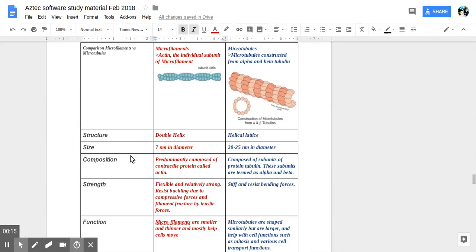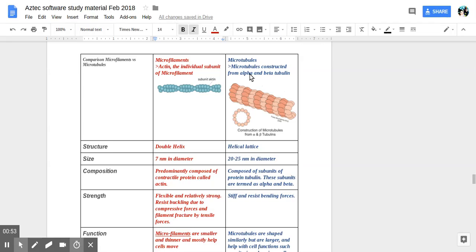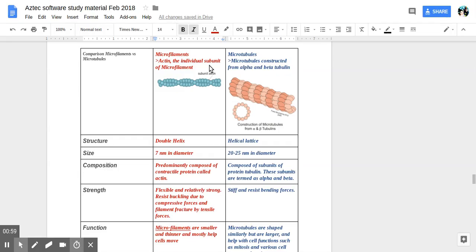We were learning about the cell's cytoskeleton and what makes up the cytoskeleton. This is inside the cell. The substructure of the cytoskeleton consists of microfilaments and microtubules, as well as intermediate filaments. Microfilaments and microtubules are in the cytoplasm of the cell. Intermediate filaments are more in the nucleus and the cytoplasm too. We're learning the difference between microfilaments and microtubules.